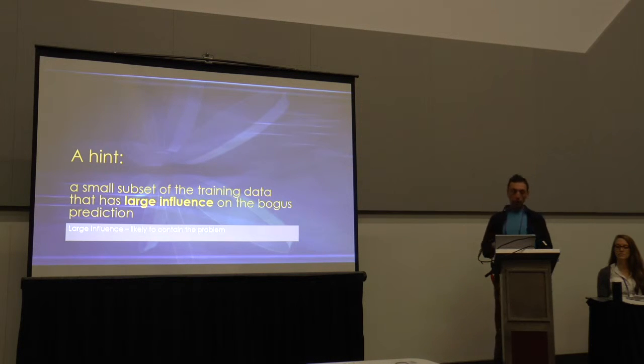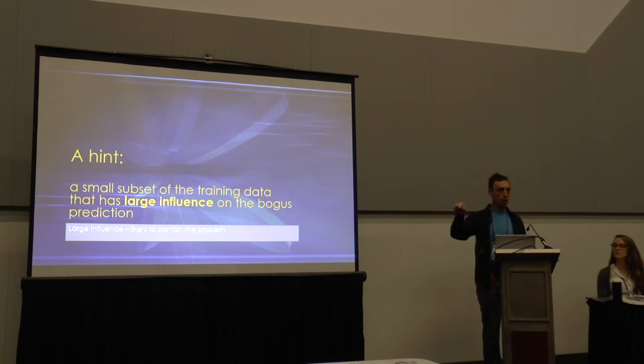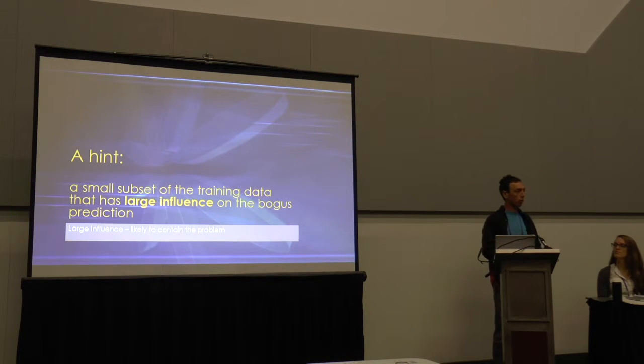And finally, the subset has to have a large influence on the buggy prediction, meaning that if I change something on this part of the data set, it's likely to change something on the example that I care about that had the bug. So it's not just a random subset of the training data. It's actually something that is selected with respect to the training algorithm and to the example that I care about.